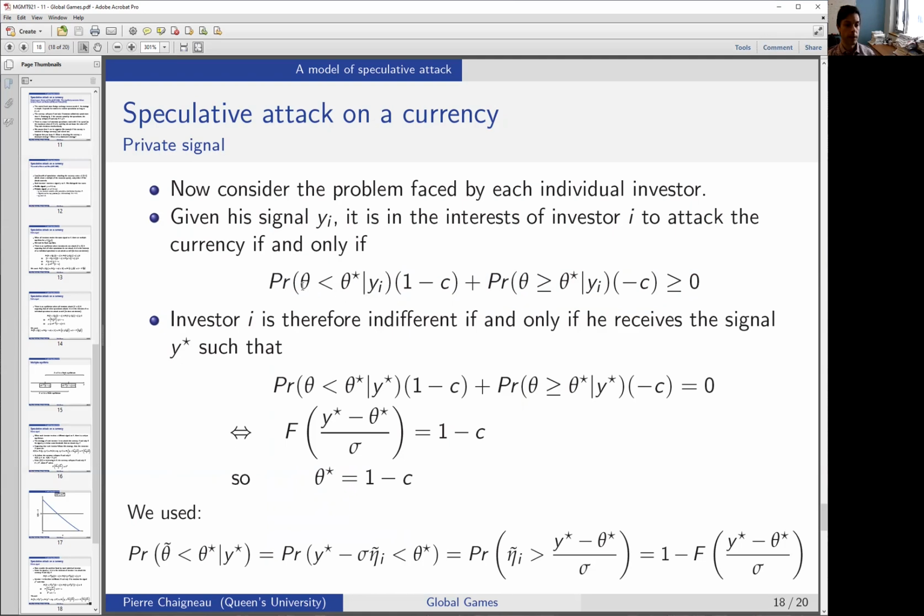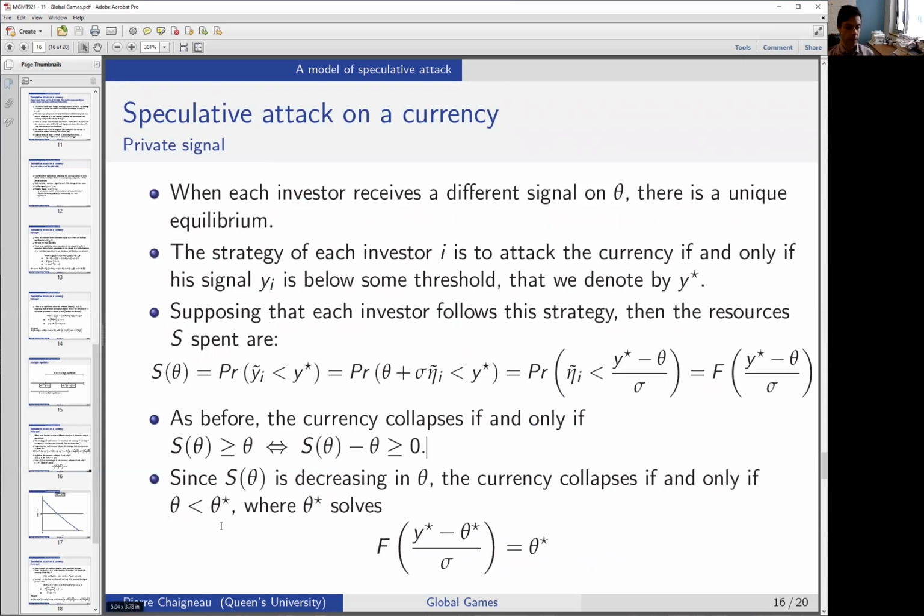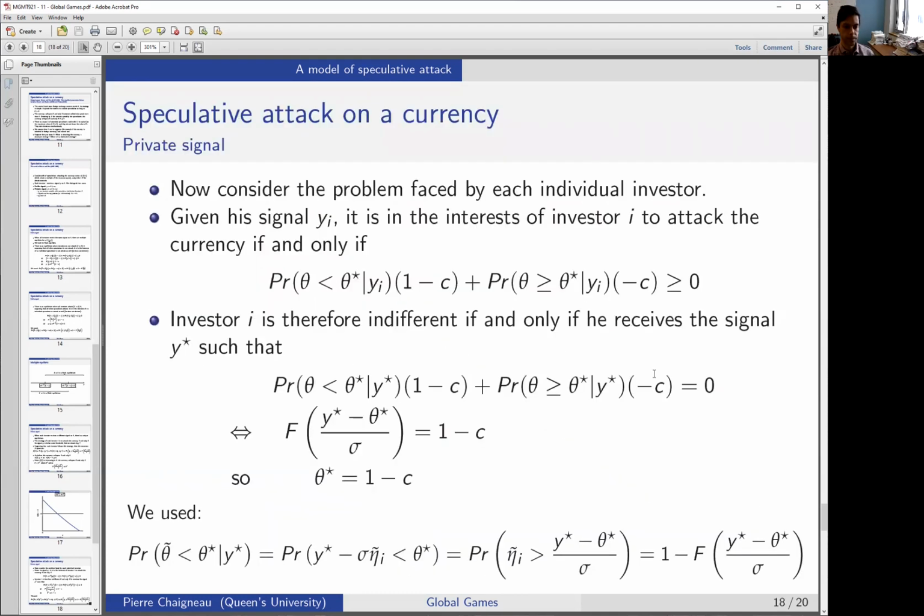If he attacks, now we know that the currency is going to collapse if and only if S is greater than theta. But now we also know that the currency is going to collapse if and only if theta is less than theta star. And so now we're going to use this condition. And so this is a probability with which the currency will collapse. And so from the perspective of individual i, we're going to condition on this information, the signal yi. And so the currency is going to collapse with this probability, in which case the payoff if I attack will be equal to this. And the currency will not collapse with that probability, in which case the payoff I get if I attack is equal to that.